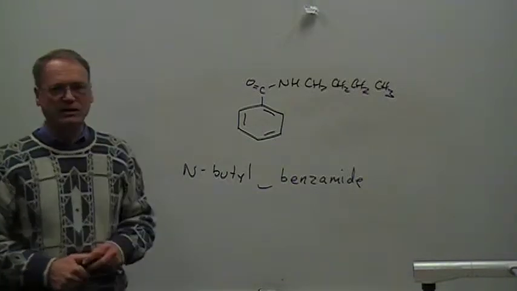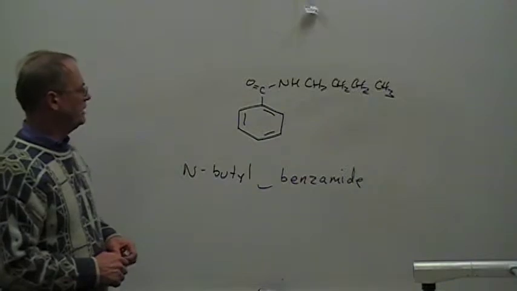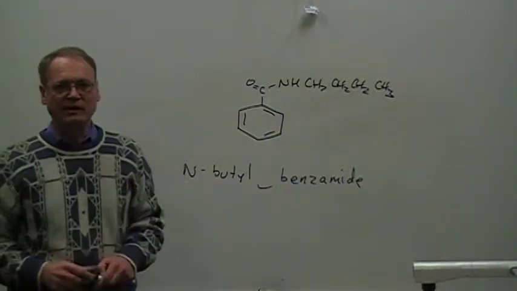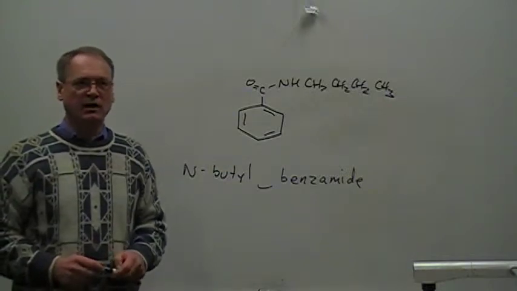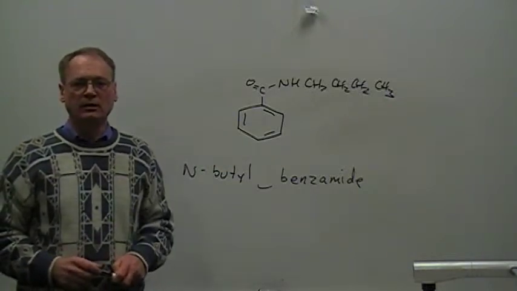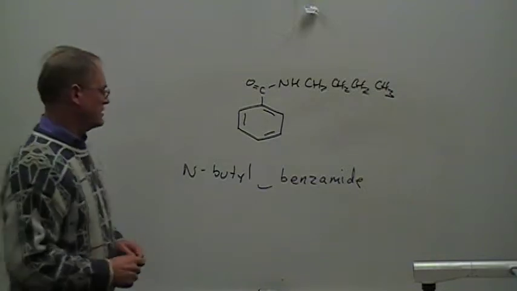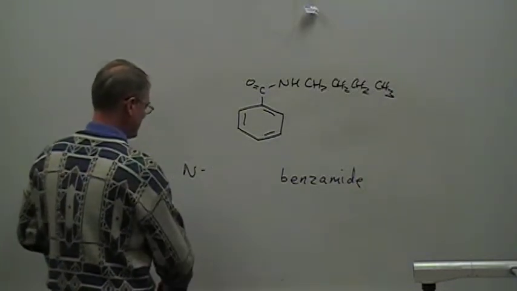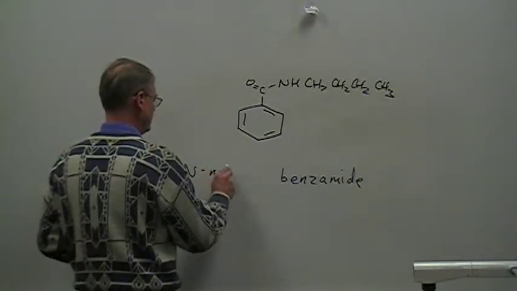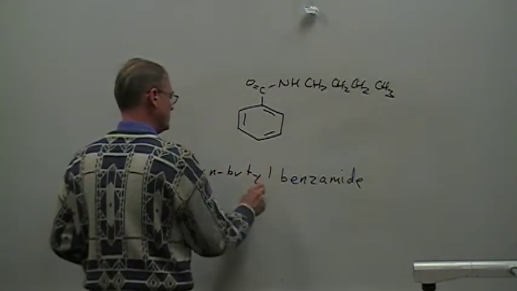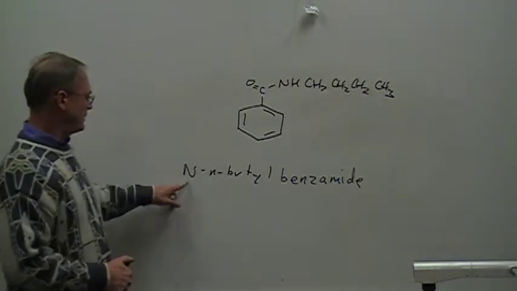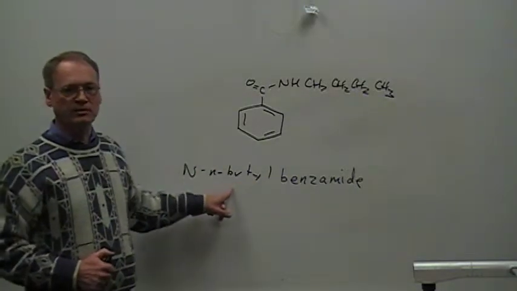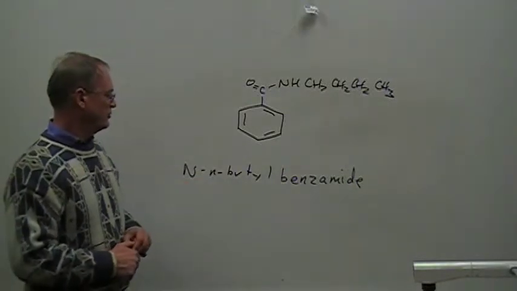However, one little detail that might change between the 2 systems is, since there's more than one kind of butyl group, in the common system you have to indicate which butyl group it is. Is it N-butyl, isobutyl, T-butyl, or sec-butyl? In this case it's N-butyl. So if we were giving this a common name, we would actually put capital N, small n, butyl Benzamide. The capital N indicating that it's on the nitrogen, the small n indicating that it's N-butyl as opposed to isobutyl or some other type of butyl group.